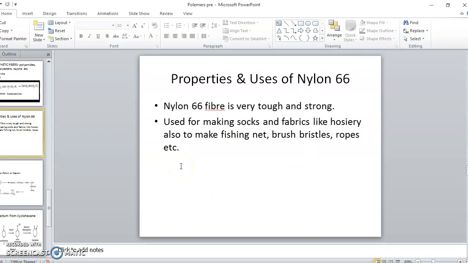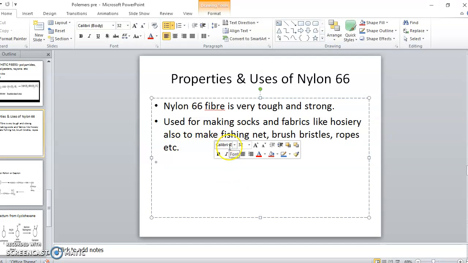Now we will discuss the properties and uses of nylon 6,6. Nylon 6,6 fiber is very tough and strong. After the polymerization, we convert this into a fiber. It is used for making socks and fabrics like hosiery. Hosiery means mainly inner garments. Also to make fishing nets, brushes, ropes, etc. These are the main uses of nylon 6,6.